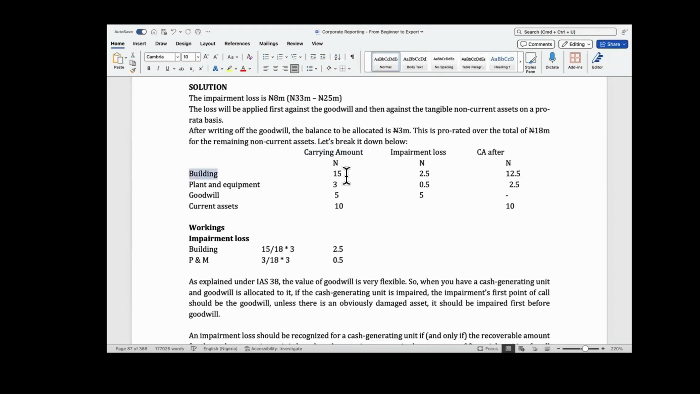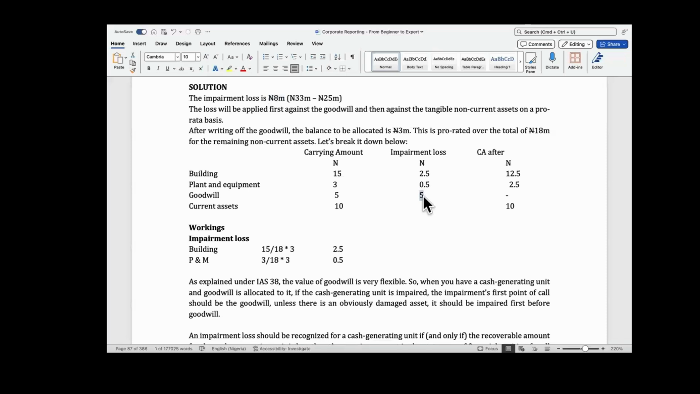My building, the book value was 15 million. Then my plant, the book value was 3 million. My goodwill, the book value is 5 million. My current assets, the book value is 10 million. So when we need to share this 8 million, because this 8 million was determined using the CGU, we need to allocate it to the individual assets. So first to goodwill. The value of the goodwill is 5 million, which is lower than the impairment loss amount. So that means we can fully impair this goodwill.